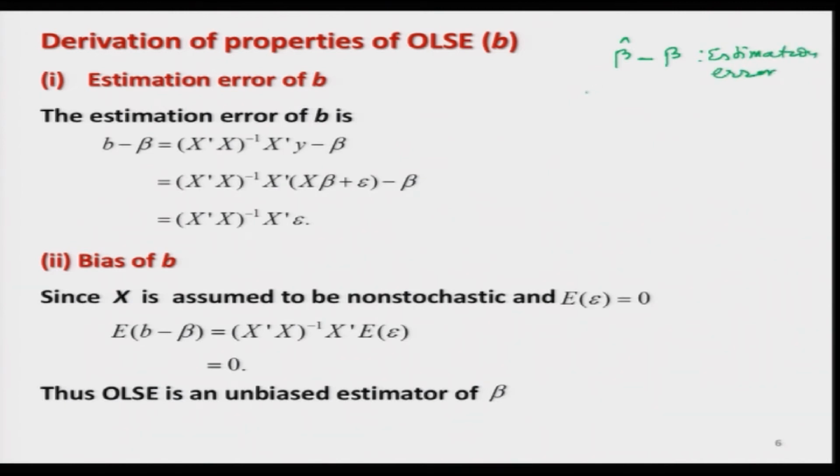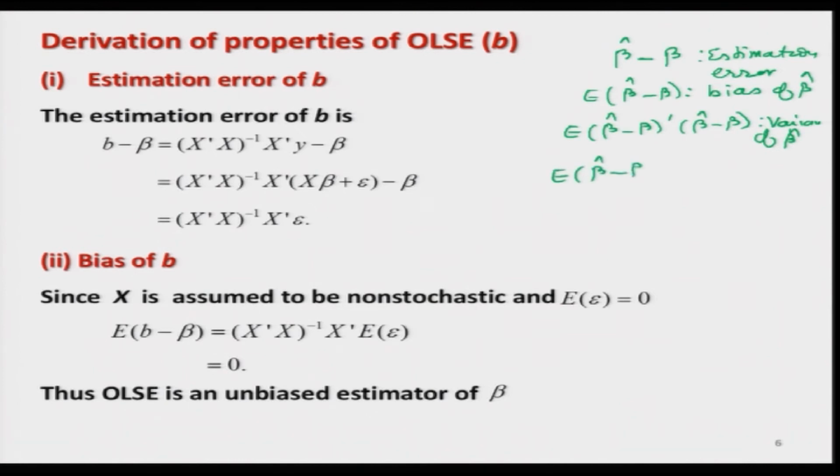And then we take its expectation. This will give us an idea about the bias of beta hat. If you take the expectation of (beta hat minus beta) transpose (beta hat minus beta), this will give you an idea about the variance of beta hat. And if you consider the expected value of (beta hat minus beta) into (beta hat minus beta) transpose, then this gives you an idea about the covariance of beta hat. This is the covariance matrix.